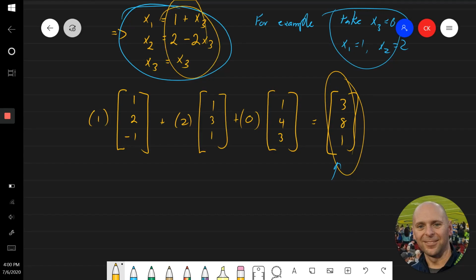I've got an example problem below. See if you can follow that through again using the example and show that the vector 3, 9, 3 can be written as a linear combination of these same three vectors.